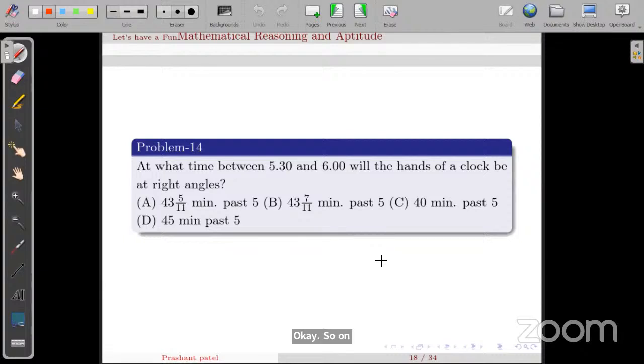So it will be better that you invest certain time in mathematics. It is important.